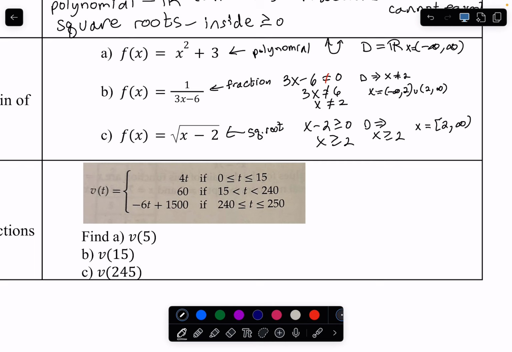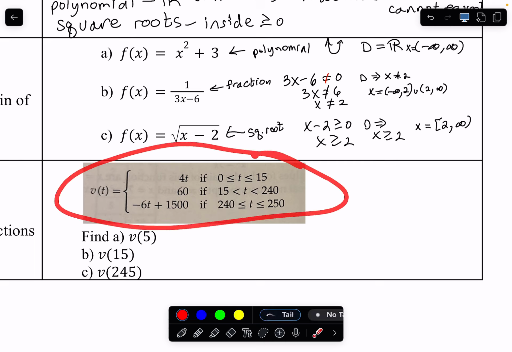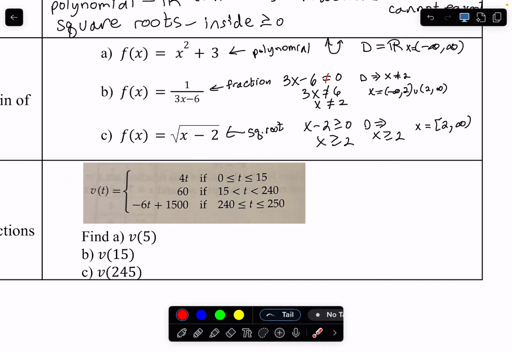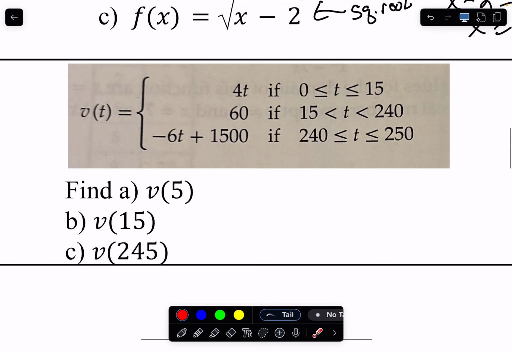Well, that happens a lot, actually, in real life more than you think. So I want to talk about this piecewise function so that you don't overthink it, because that's what I think most people do.